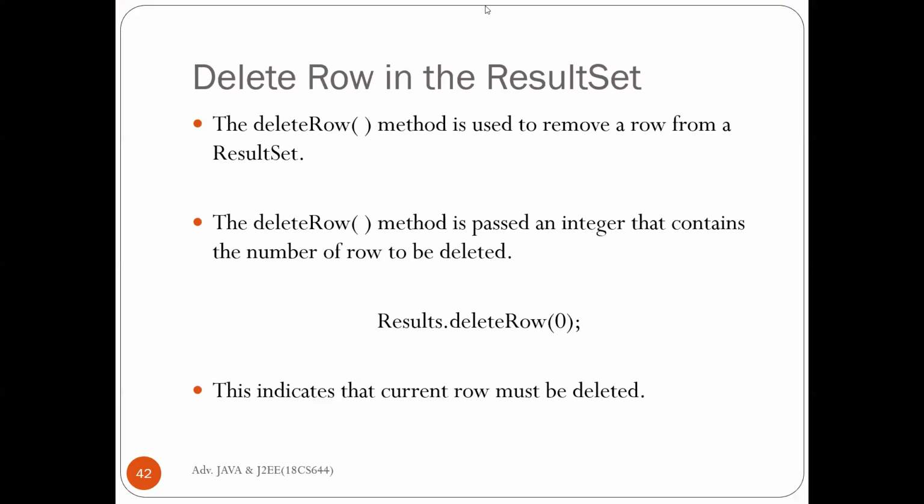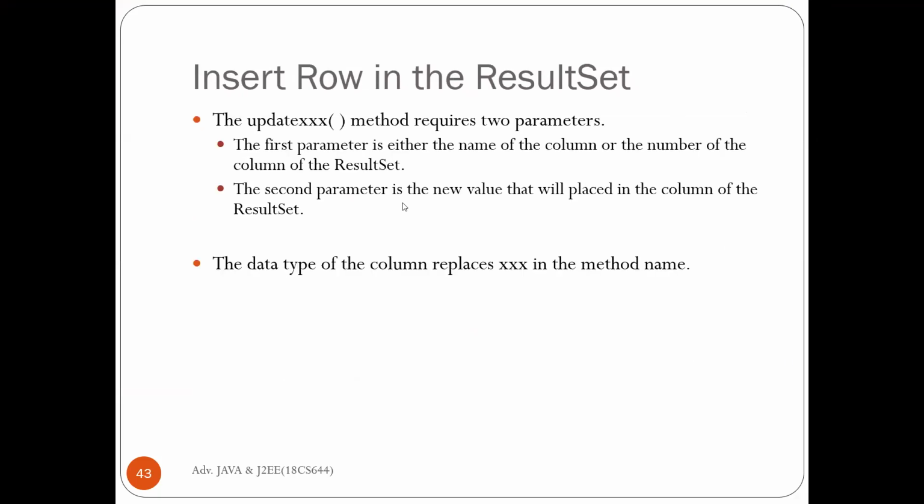Before deleting, we must make sure that we are in the correct row. That's why this has to be 0. So next, inserting a row into the result set. If you want to add a new row into the database through the result set, inserting a new row in the result set is accomplished using the same technique that we use to update a row.